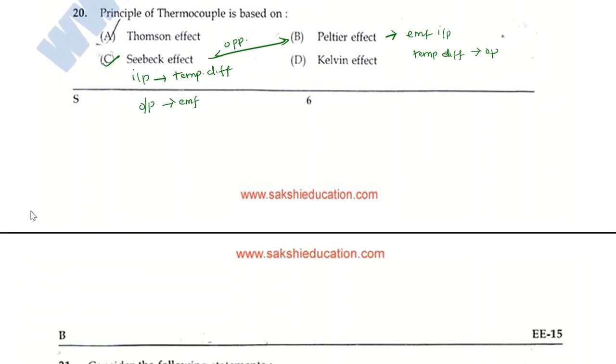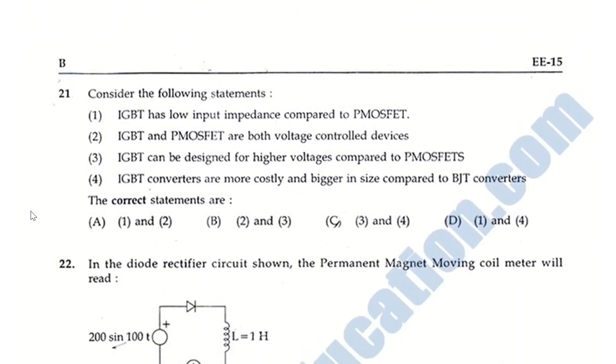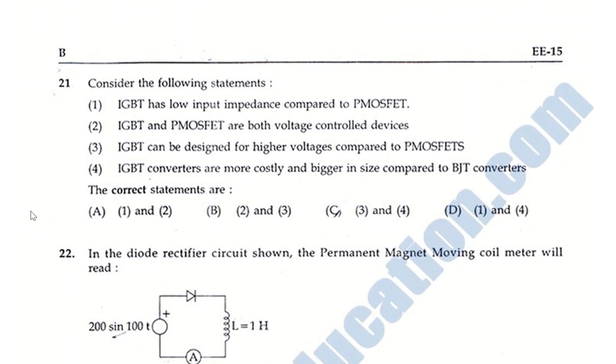Consider the following statements. IGBT has a low input impedance compared to P MOSFET. IGBT and P MOSFET are both voltage controlled devices. IGBT can be designed for higher voltage compared to P MOSFETs. IGBT converters are more costly and bigger in size compared to BJT converters. So the exact answer is that IGBT and MOSFET both are voltage control devices, and IGBT can be designed for higher voltage compared to P MOSFETs.